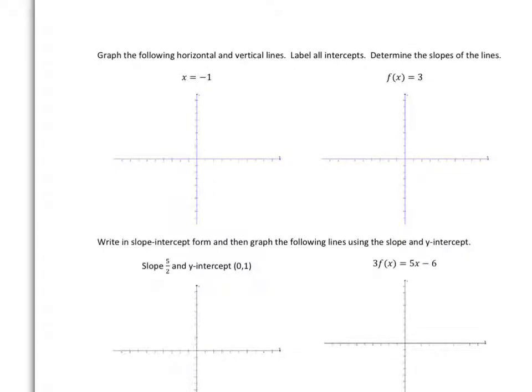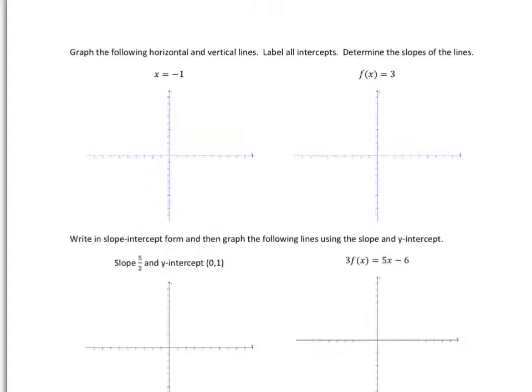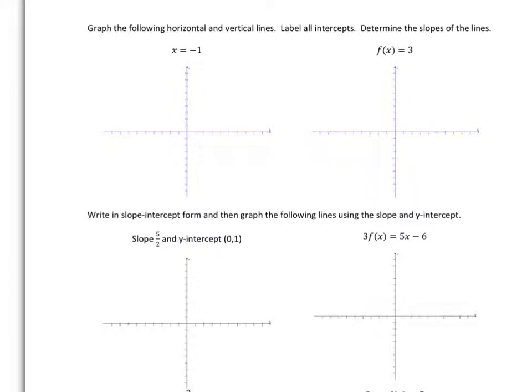Welcome to part 2 of more on linear equations. So recall from last time we talked about horizontal and vertical lines. Now, horizontal lines look like this and have the equation y equals number. They also always have a y-intercept at that number. Now, vertical lines, on the other hand, look like this. They have an equation x equals number.